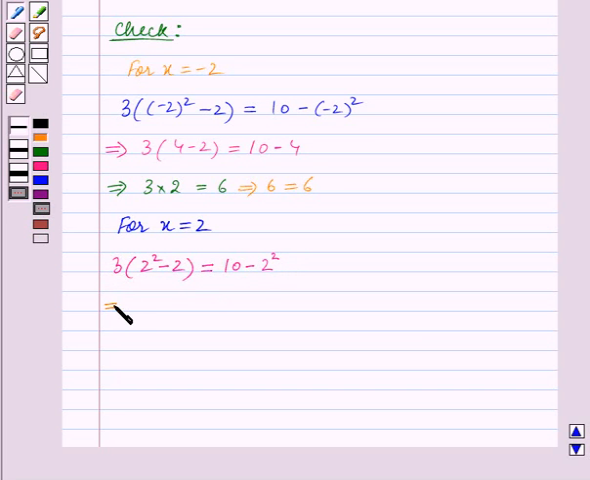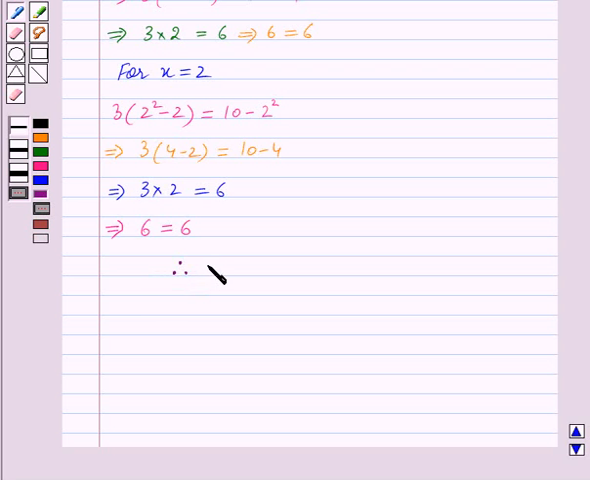This implies the left hand side becomes 3 into 4 minus 2 and the right hand side becomes 10 minus 4, which implies 3 into 2 is equal to 6. This implies left hand side becomes 6, which is equal to the right hand side, which is again 6. So x is equal to 2 also satisfies the given quadratic equation.